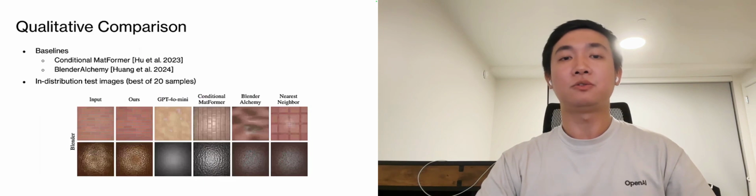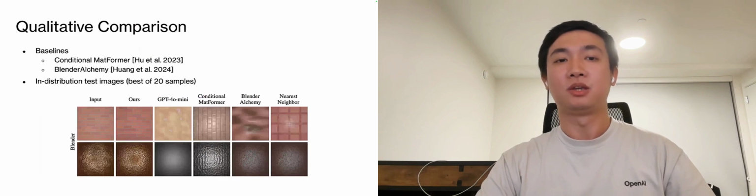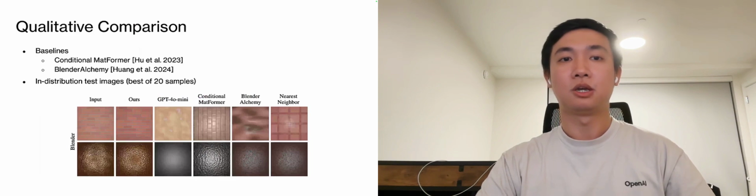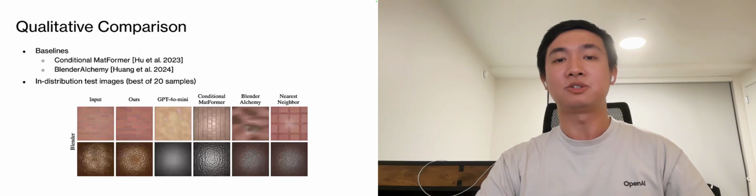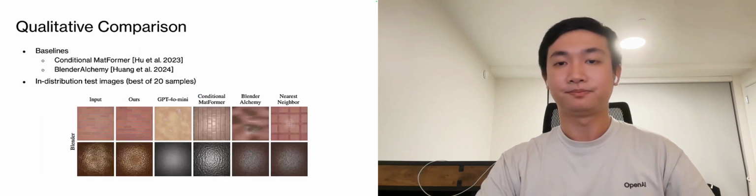We compare our fine-tuned VLM with other material generation models, including Conditional MatFormer and BlenderAlchemy. It's worth noting that Conditional MatFormer generates procedural materials in Adobe Substance Designer format, which has a broader appearance distribution than Blender materials. We also include zero-shot generalization results from GPT-4o Mini and Nearest Neighbor as baselines. Our model achieves the best result on our synthetic test images.